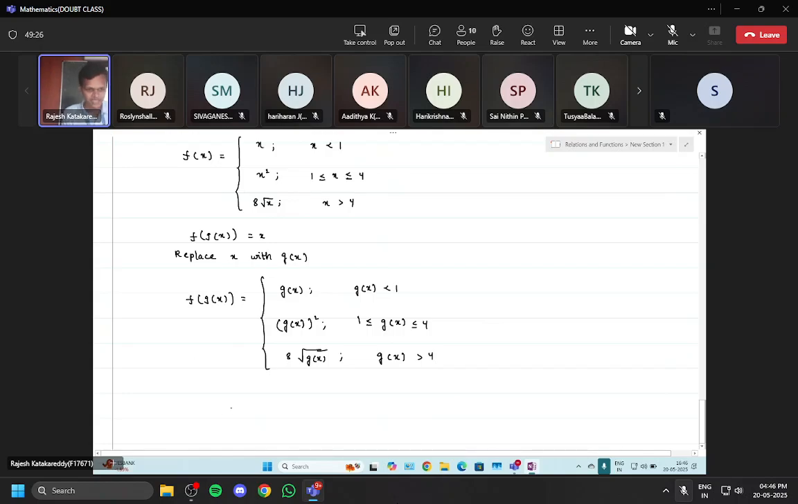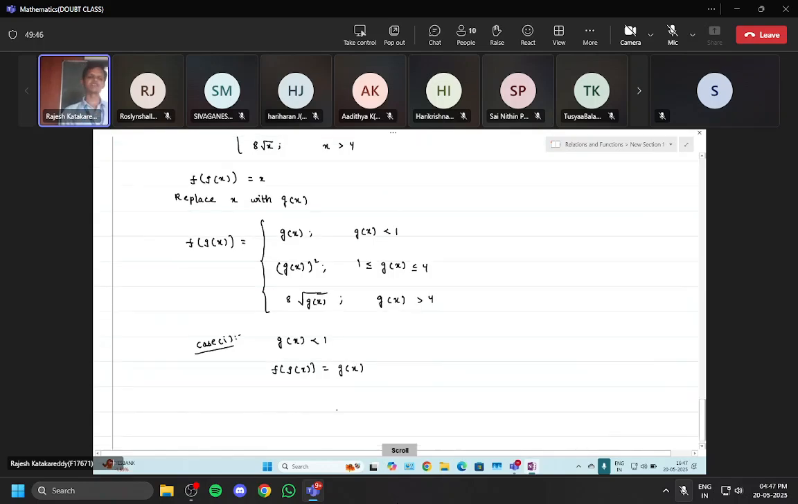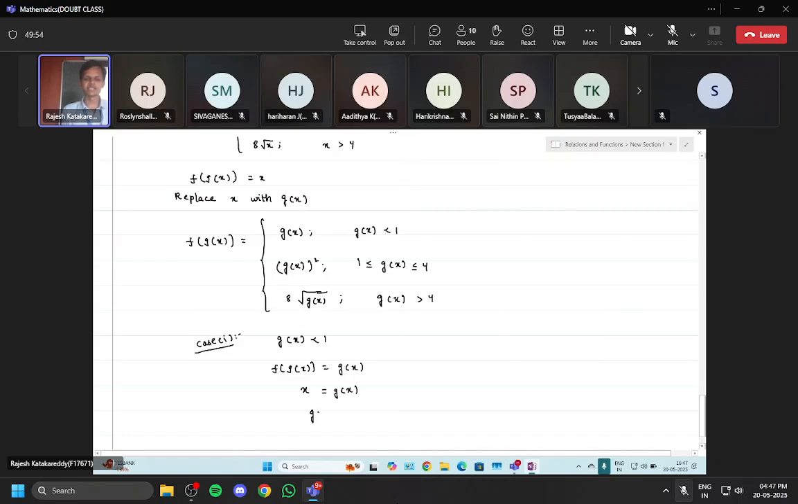Now I am using case 1. In case 1, listen carefully. When g of x is less than 1, we wrote f of g of x equals g of x. We know very well that composition between a function and its inverse is the identity function, that is x. We can say that g of x equals x. Now you have this inequality, no? Solve this inequality as well. So for x less than 1, in place of g of x, I wrote x.